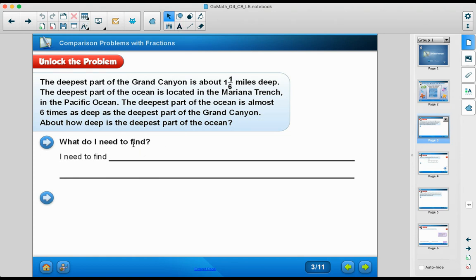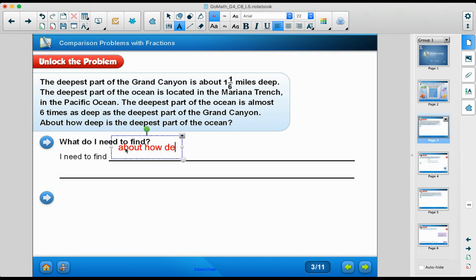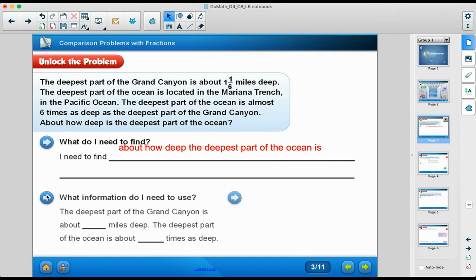What do I need to find? I need to find about how deep the deepest part of the ocean is. Perfect. Please write it in your Go Math book. What information do I need to use? The deepest part of the Grand Canyon is about 1 1/6 miles deep. The deepest part of the ocean is about 6 times as deep.